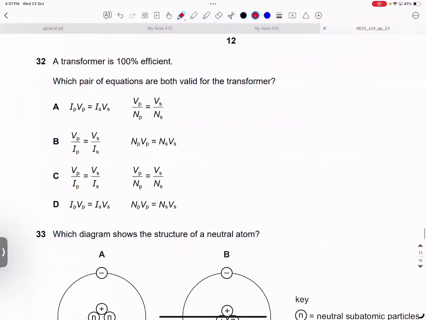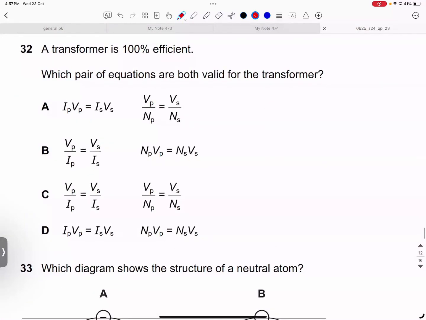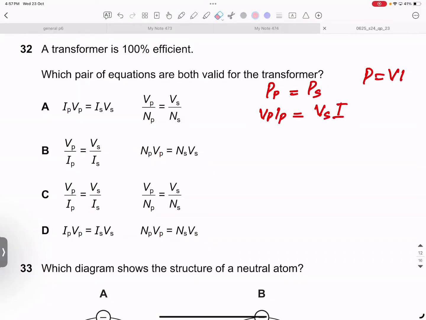Question number 32. Your favorite transformer. For a 100% efficient transformer, input power should be equal to output power. Primary power is equal to secondary power. Power is VI, so VP IP is equal to VS IS. First of all, look at this option, here and here: A and D. So B and C are wrong.